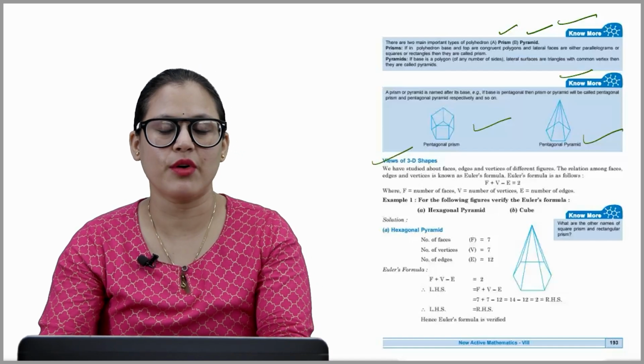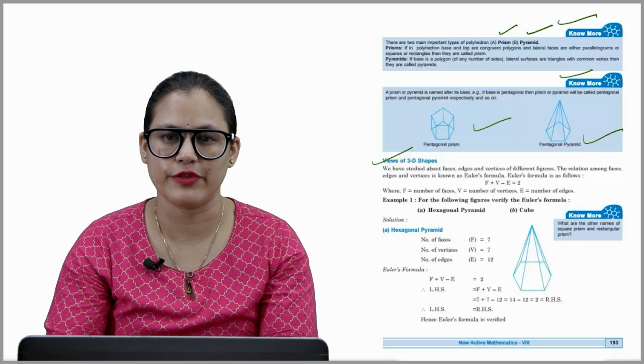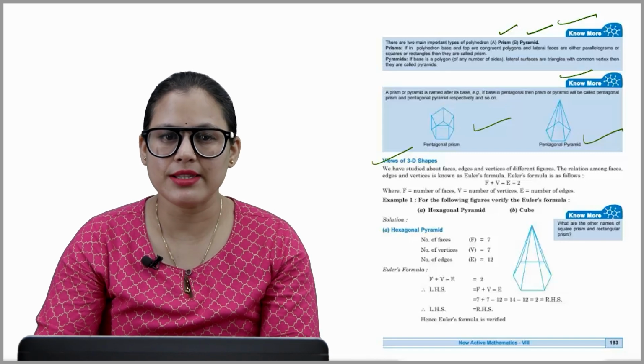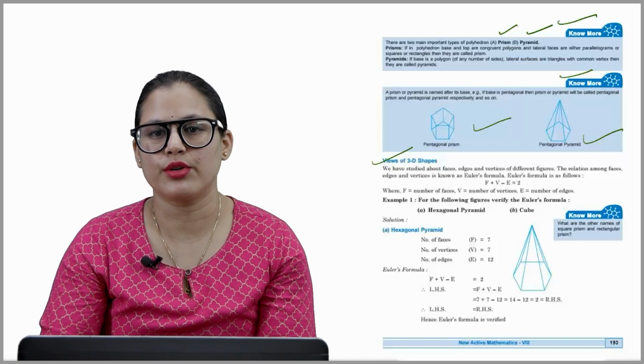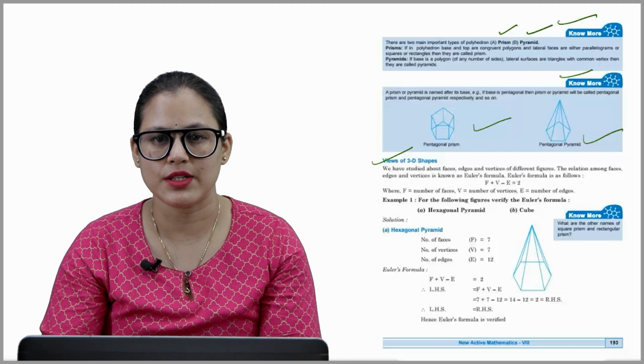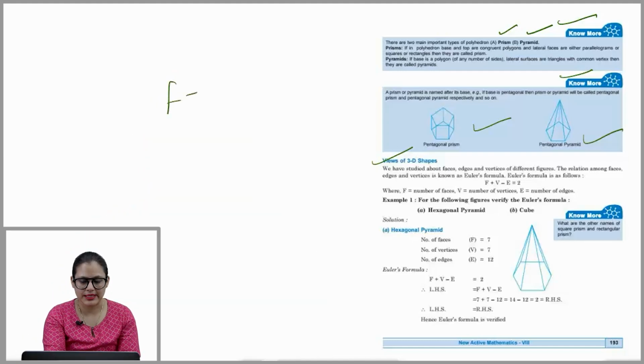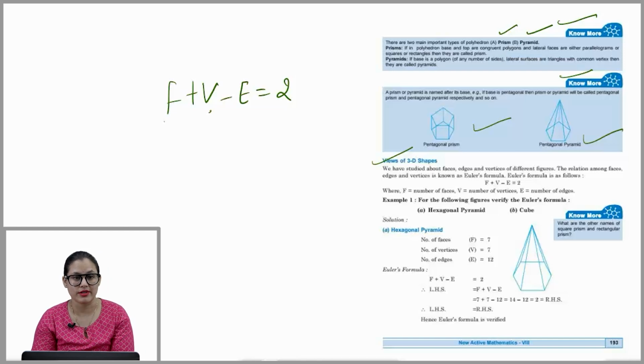We have studied about faces, edges and vertices of different figures. The relation among faces, edges and vertices is known as Euler's formula. Euler's formula is as follows: F plus V minus E is equal to 2, where F is the number of faces, V is the number of vertices and E is the number of edges. Okay, let's do the example. For the following figures, verify Euler's formula. Okay, A is a hexagonal pyramid.